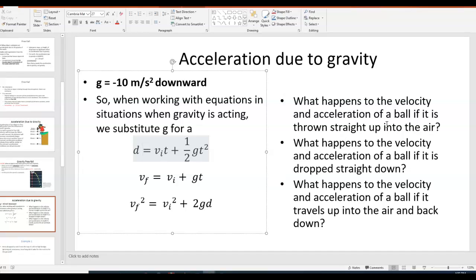Now, here are some facts you need to know about objects in free fall. If you look at this slide, it says what happens to the velocity and acceleration of a ball if it's thrown straight up into the air. Now, the acceleration of the ball as it goes straight up into the air does not change. This is a constant acceleration situation. The acceleration is always going to be negative 10 meters per second squared, as long as you're on Earth and as long as there's no air resistance.